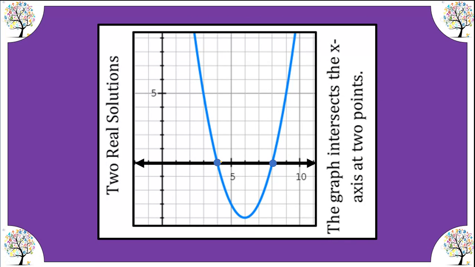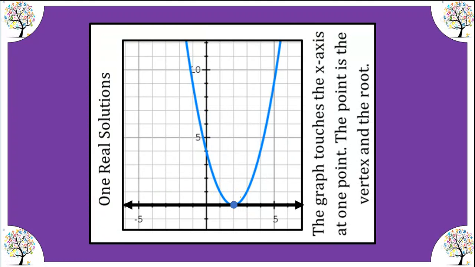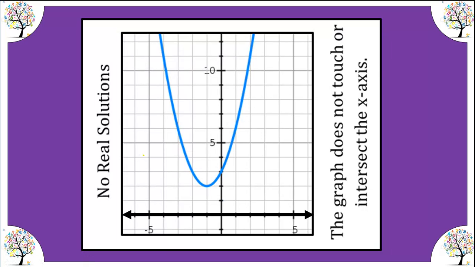When we have 2 real solutions, the graph crosses 2 points. When we have 1 real solution, the graph touches the x-axis at that 1 point, and it is also the vertex. And again, we can have no real solutions where the graph does not touch or cross the x-axis at all. So we can have 2 real solutions, 1 real solution, or no real solutions.